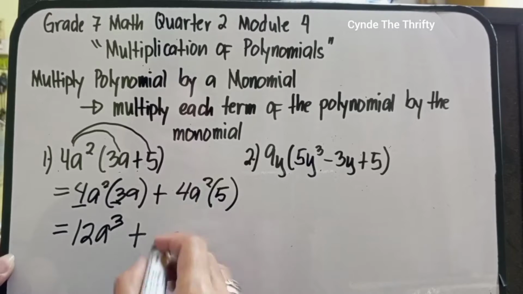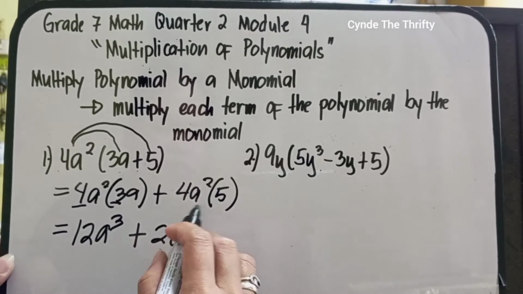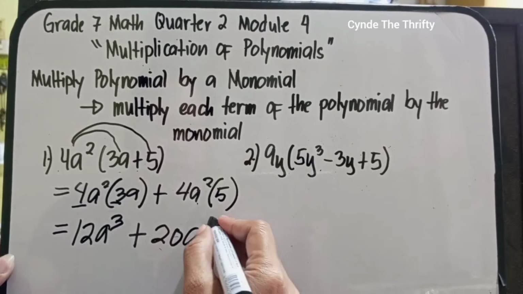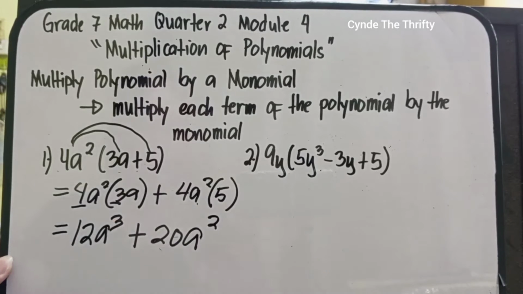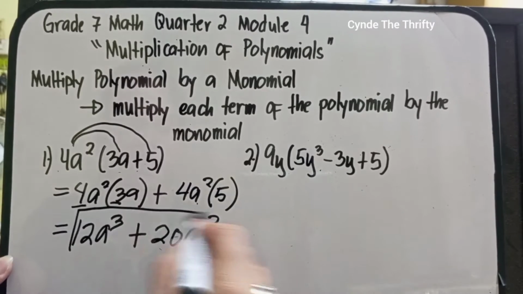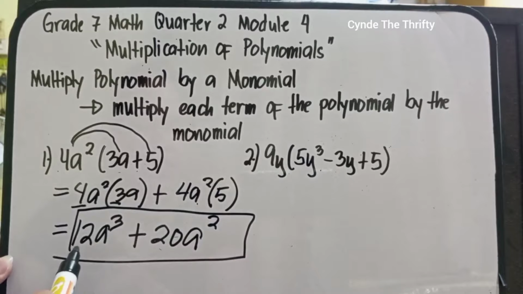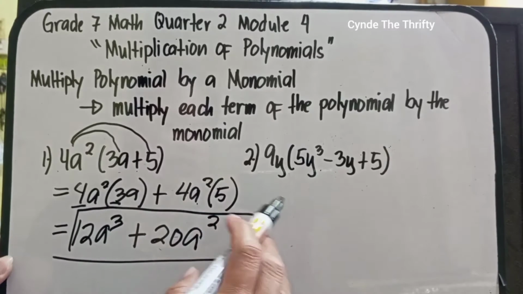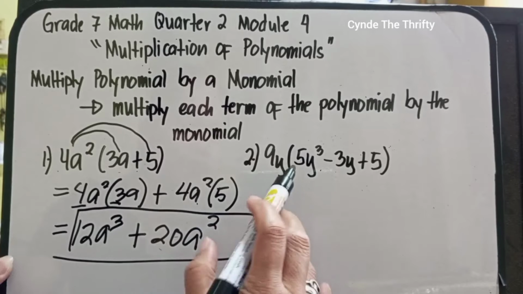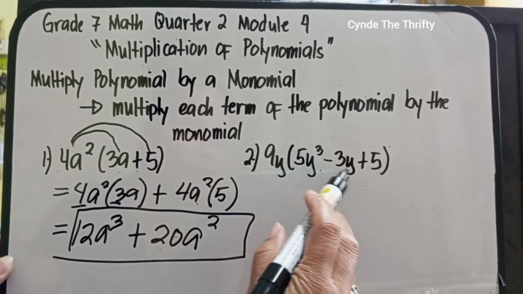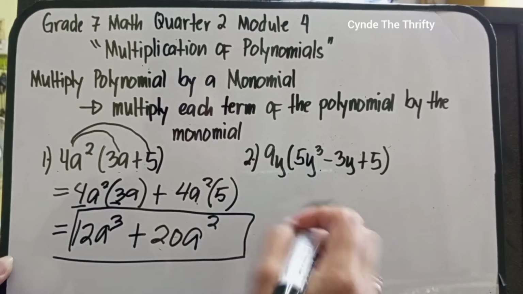So, 4 times 5 equals 20. And then, kopyahin natin ang a squared. Ayan. So, ito na yung sagot natin. Ang sagot natin is 12a cubed plus 20a squared. Another example, 9y multiplied by 5y cubed minus 3y plus 5.